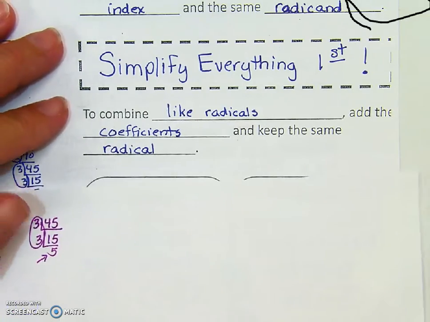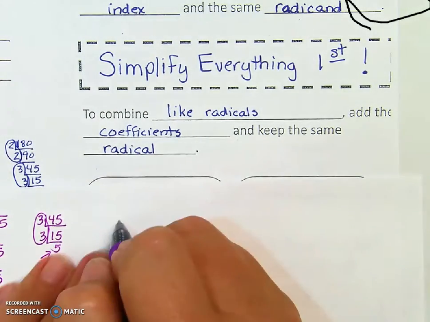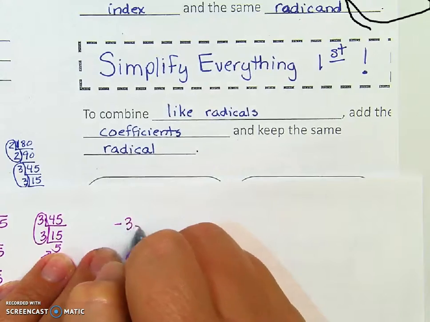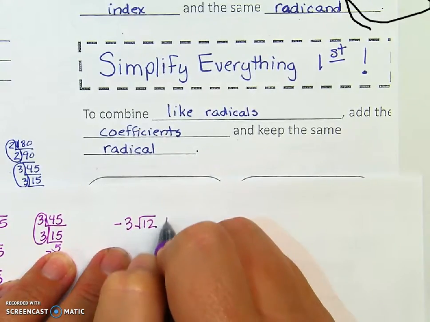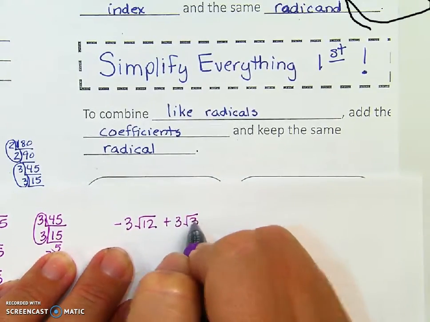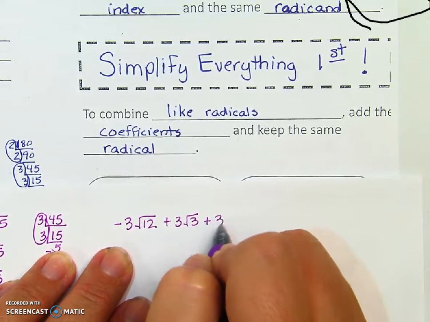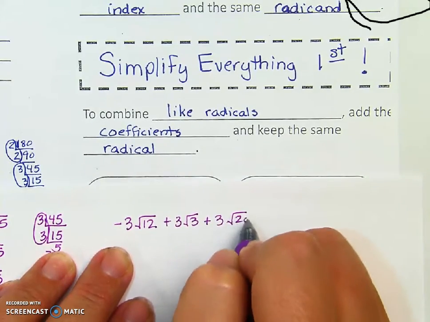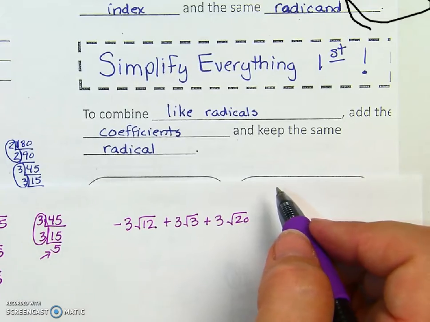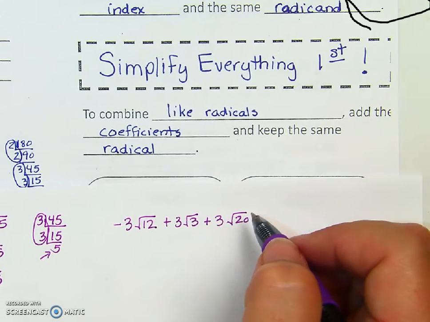Okay, let's look at the other example. It's a little bit longer, so we have negative 3 on the square root of 12 plus 3 on the square root of 3 plus 3 on the square root of 20. That is a plus sign there. I know it almost looks like a division, but we haven't done any division, so that wouldn't even make sense.